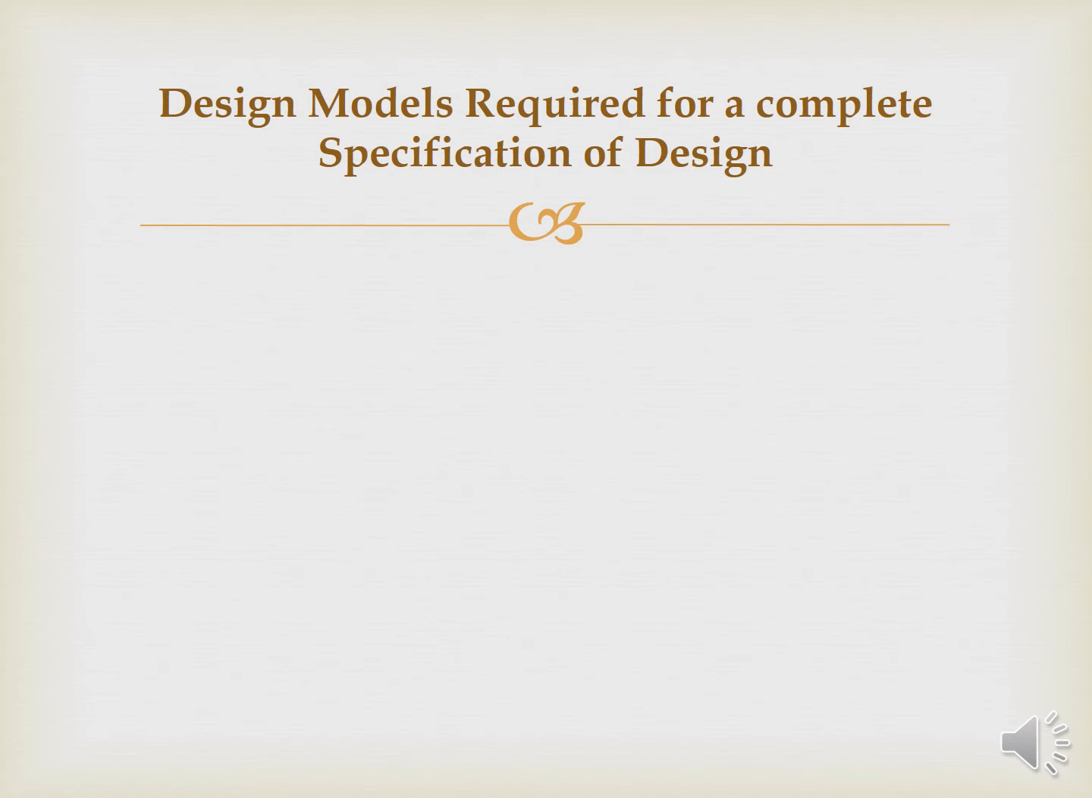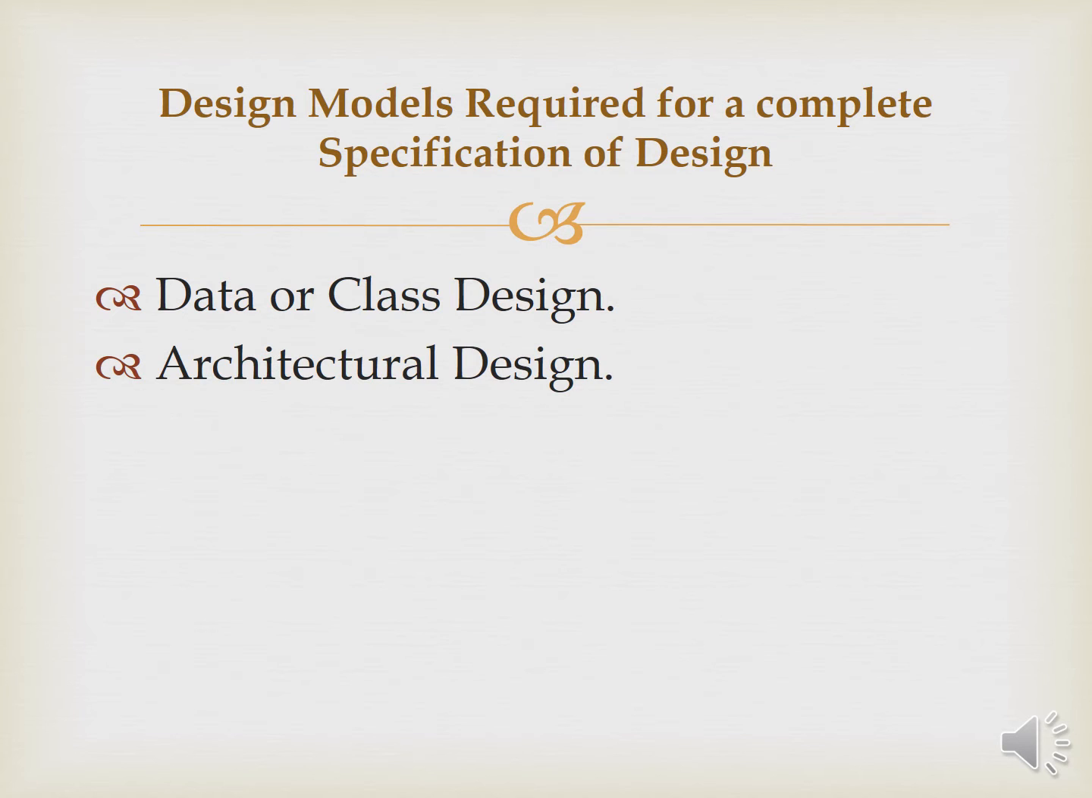Each of the elements of the analysis model provides information that is necessary to create the four design models required for a complete specification of a design. The data or class design is the first one. It transforms analysis classes into design classes along with the data structures required to implement the software. Then the second one is architectural design. The architectural design defines the relationship between major structural elements of the software.